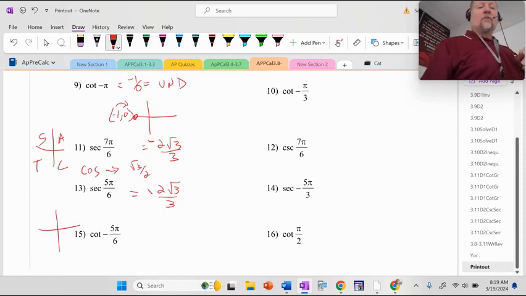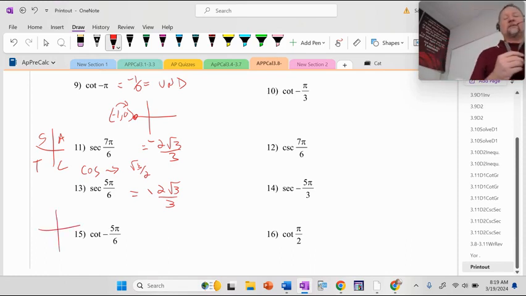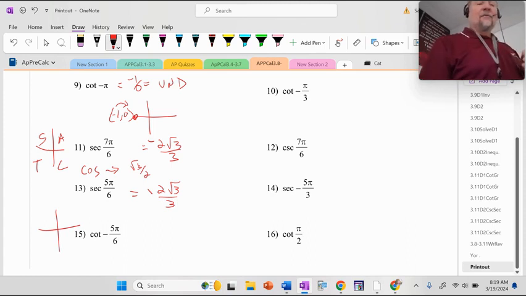Well, here's negative 6 pi over 6. I heard someone whisper it. You got to go this way, though. So which quadrant am I in? 3. So what's cotangent in quadrant 3? So it is positive. I guess I did that one first.